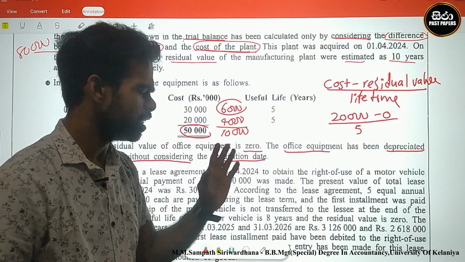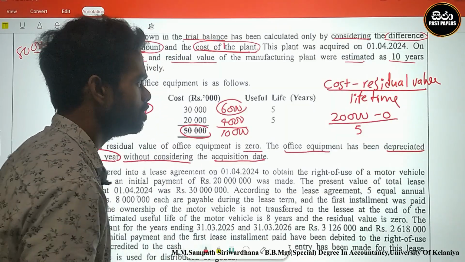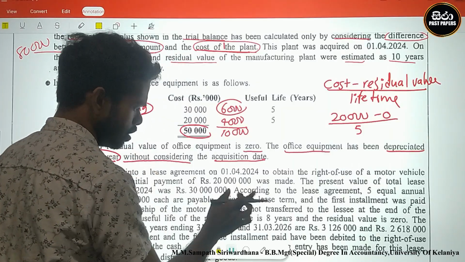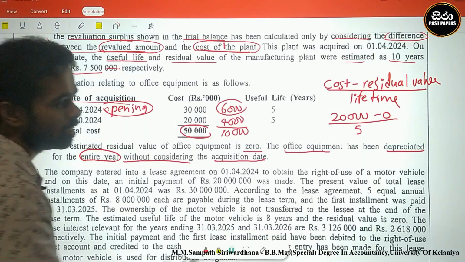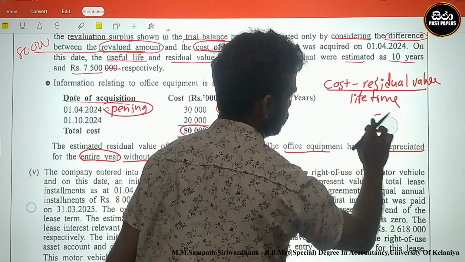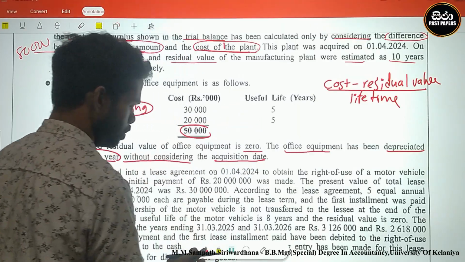Eliminate the wrong values, 10,000. We must calculate the correct values. How can we calculate? I use this formula, but considering this acquisition date. Look here, I calculate the correct depreciation.